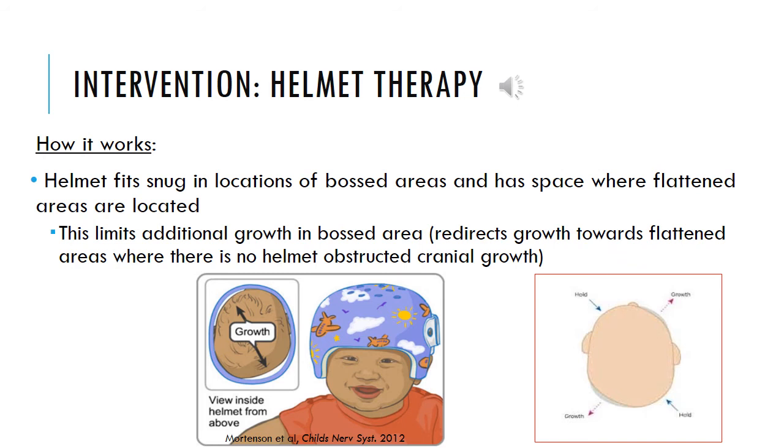Use of helmets for children with plagiocephaly can be quite effective, and often results might be quicker than traditional repositioning therapy. Helmets work by allowing growth in the flattened areas and redirecting growth in other areas so that you're really promoting symmetry of the skull. So if you look at the picture there, you can see that the helmet is fitting pretty snug in the locations of the bossed areas, or those areas that are bulging, and then there's space there where the flattened areas are located. So this is going to limit any additional growth in the bossing area and is really redirecting that growth towards the flattened area.